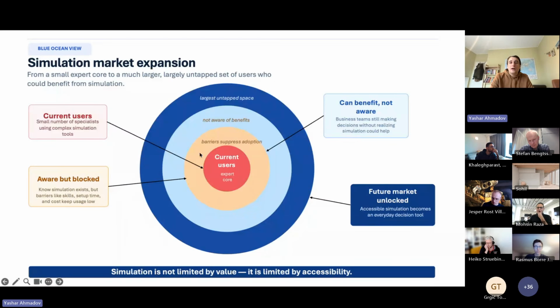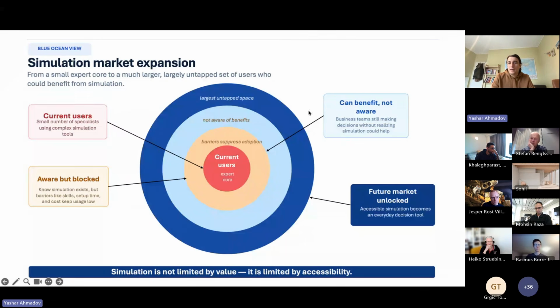And then we have the third layer. There are people that can benefit, but they are not aware. There are companies, processes, logistics providers that can actually benefit from simulation, but they're not aware. They do not realize that simulation actually could help them.